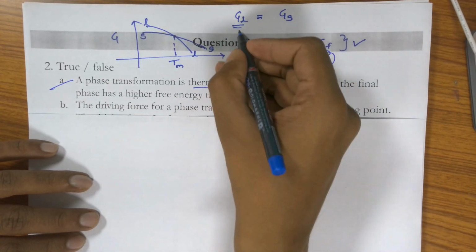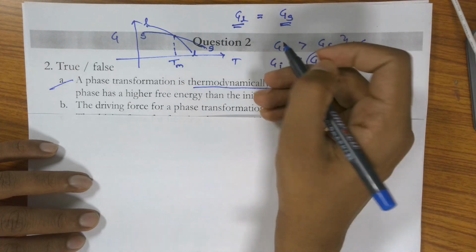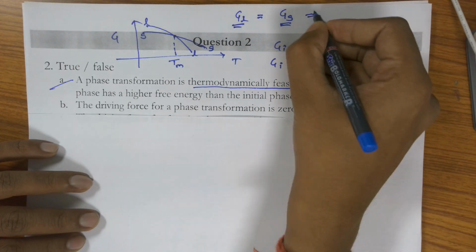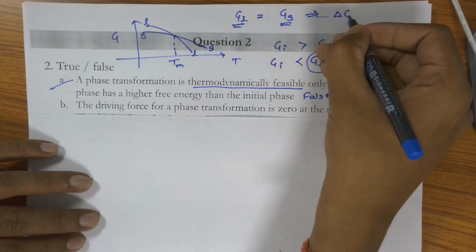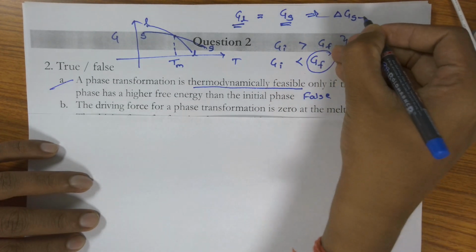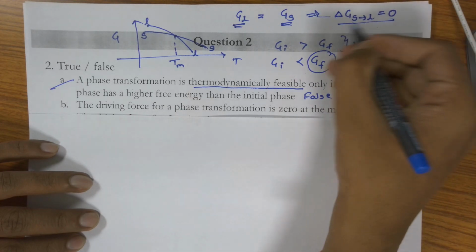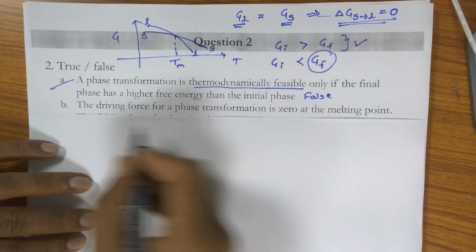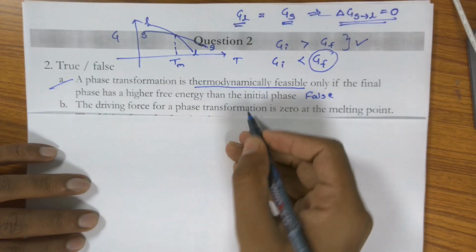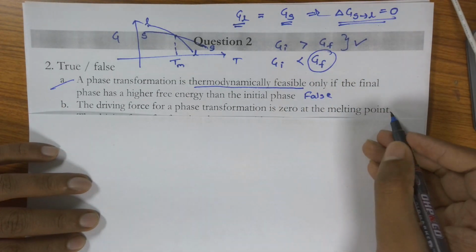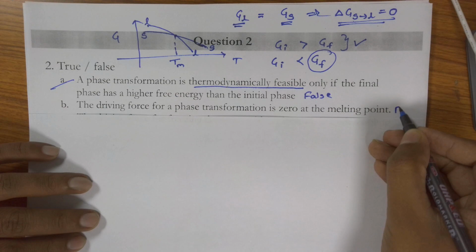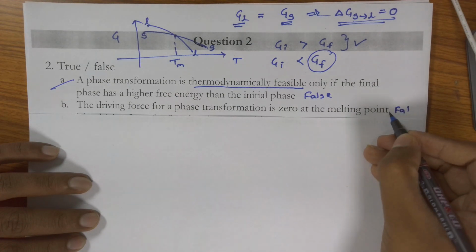The Gibbs energy of the liquid and Gibbs energy of the solid are equal, and so we can say their difference, solid to liquid or liquid to solid, will be nothing but zero. So at the melting point, the driving force for the phase transformation, delta G, will be zero. So this option is true.